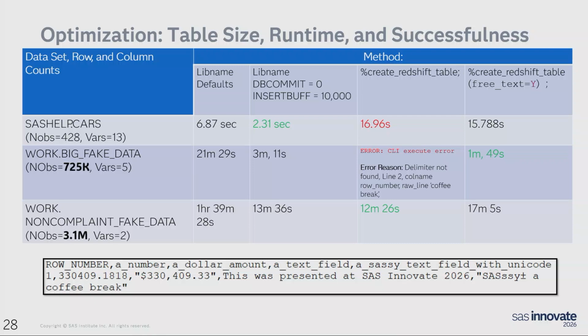The base LibName now taking over 20 minutes. Even with the additional options, the data step still lacks performance. But strikingly enough, the macro now throws an error when using only the required arguments.